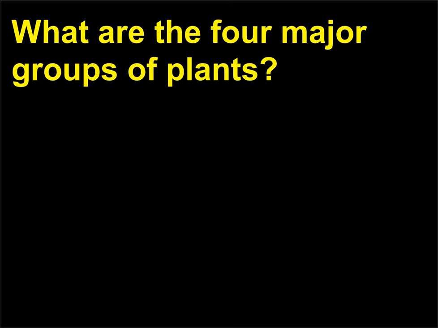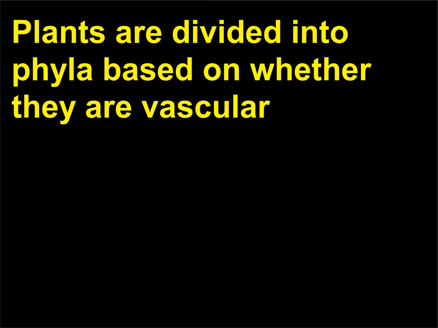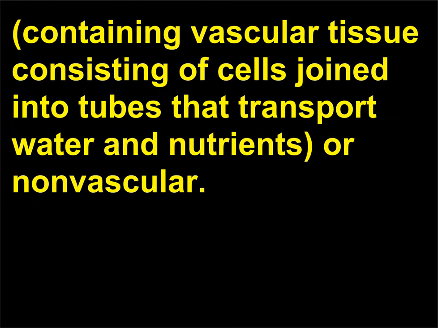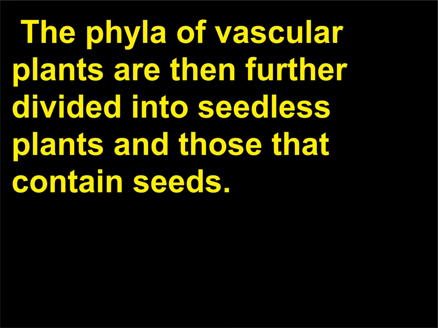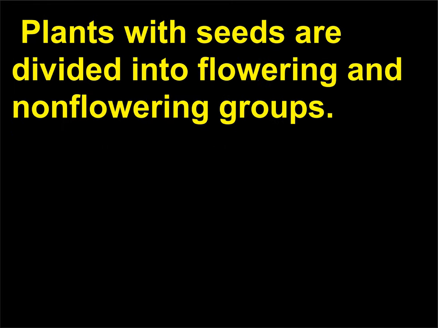What are the four major groups of plants? Plants are divided into phyla based on whether they are vascular, containing vascular tissue consisting of cells joined into tubes that transport water and nutrients, or non-vascular. The phyla of vascular plants are then further divided into seedless plants and those that contain seeds. Plants with seeds are divided into flowering and non-flowering groups.